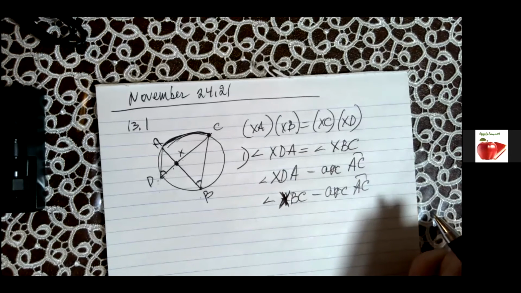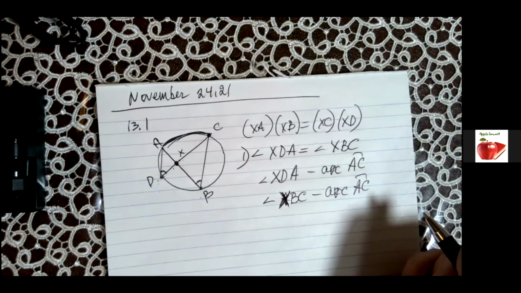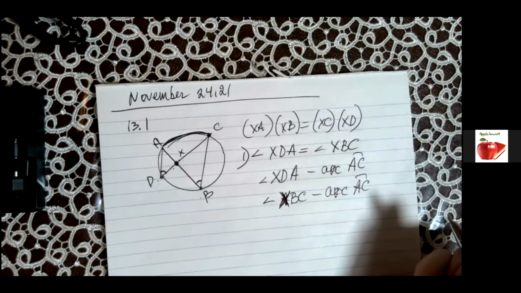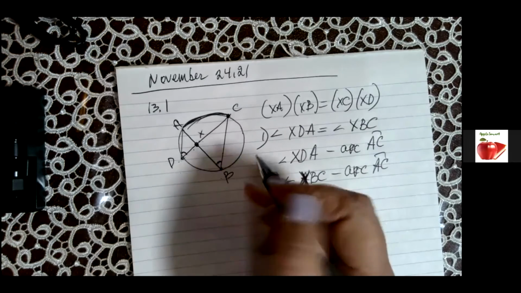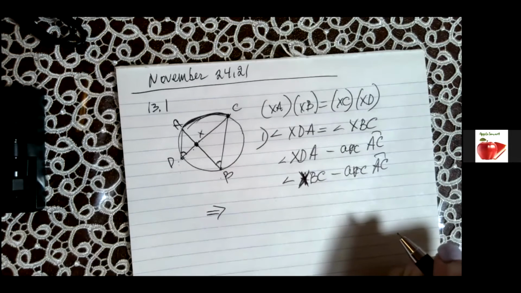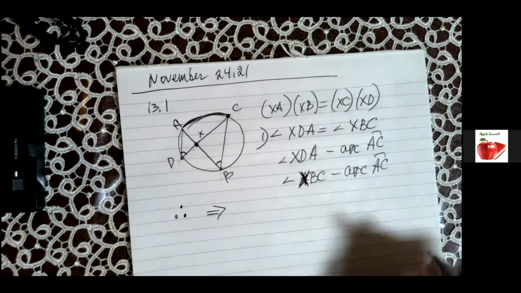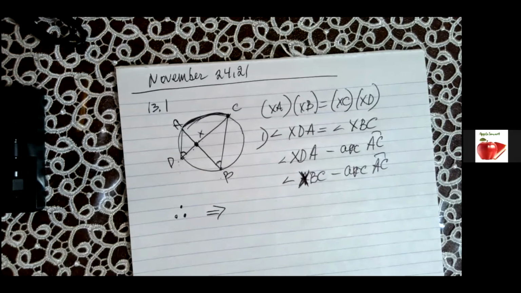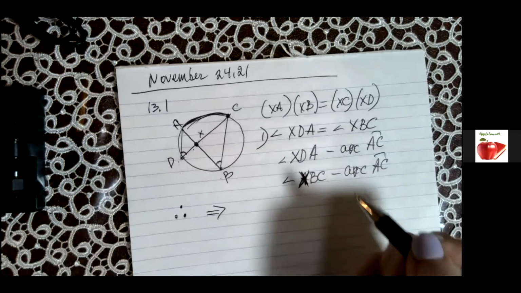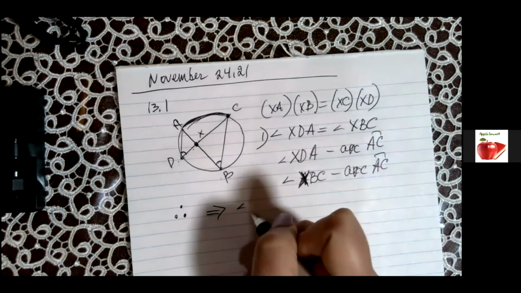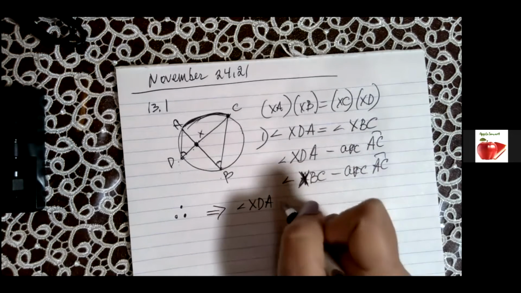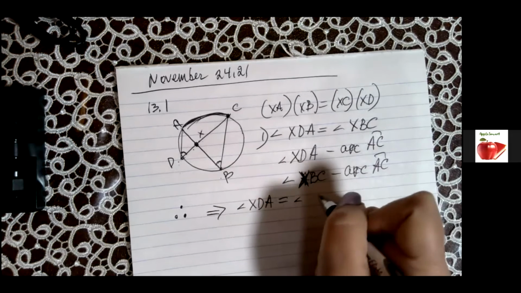What does it tell us about these two angles? If there are two inscribed angles that are sitting on the same arc, what conclusion can we make about these angles? They're equal. So therefore, I hope you know that in math we use that symbol. Therefore is actually 3 dots. I'm sure you're familiar with that. As a result, angle XDA is equal to angle XBC.